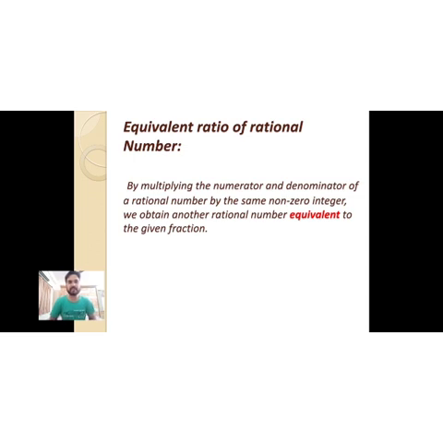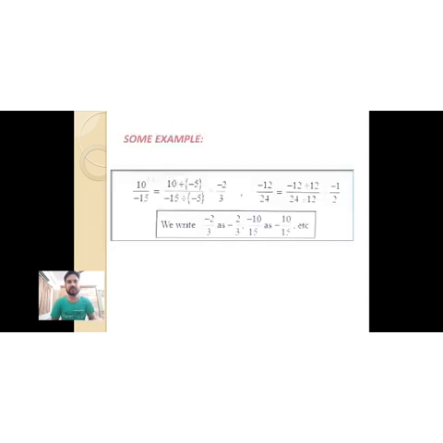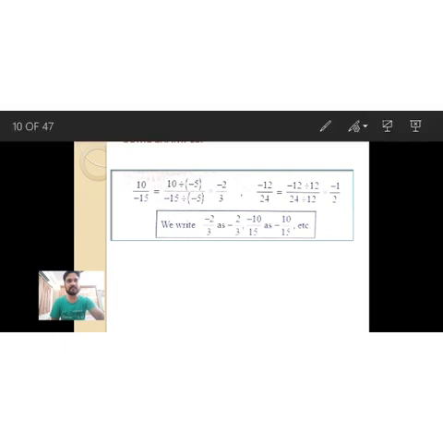So by multiplying the numerator and denominator of a rational number by the same non-zero integer, we obtain another rational number equivalent to the given fraction, meaning the fractions have the same value. Some examples: 10 upon minus 15. Here we just divide by minus 5, and the final answer is minus 2 upon 3. If we have to multiply, then what we have to do is simple, take 2 upon 3.